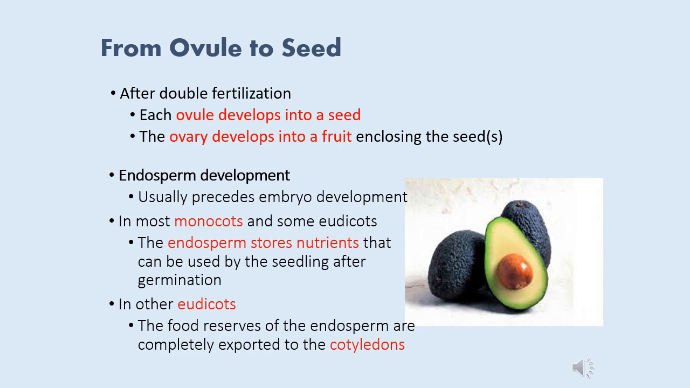So for example, you will learn the two types, monocot and dicot, alright. So the endosperm will store the nutrient to be used by the seedling after the germination. So in dicot atau eudicot, the food reserve of the endosperm usually will be exported to the cotyledon. So get used to this term yang saya dah mark warna merah ni.